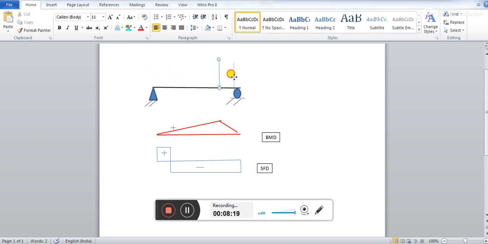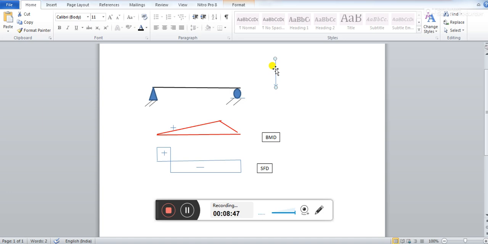Is it or not? When the load is here, there is some other shape of bending moment diagram. When the load is here, you will get some other shape. When it comes here, you will get a different one. When the load is going out of this beam, there is no bending. There is no bending moment for the beam.